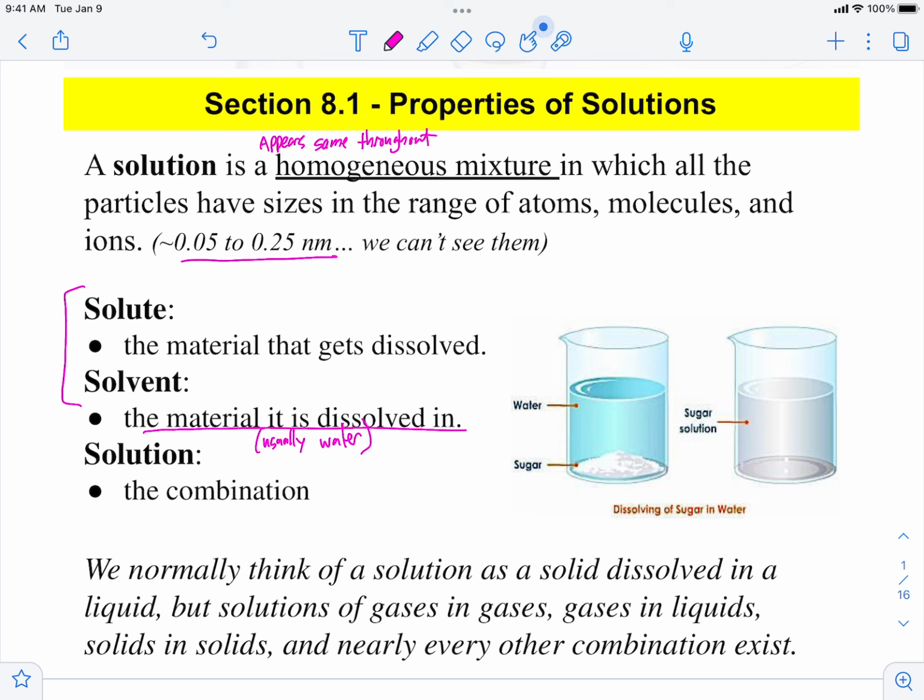The solute is going to vary, right? Solute could be salt. You can try to dissolve salt in water. You could try to dissolve sugar. You could try to dissolve any kind of chemical, okay? So this varies.